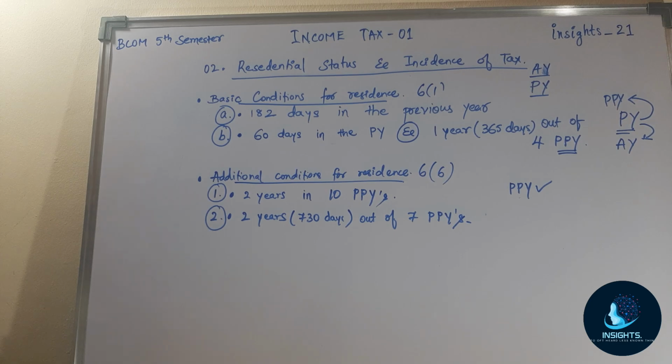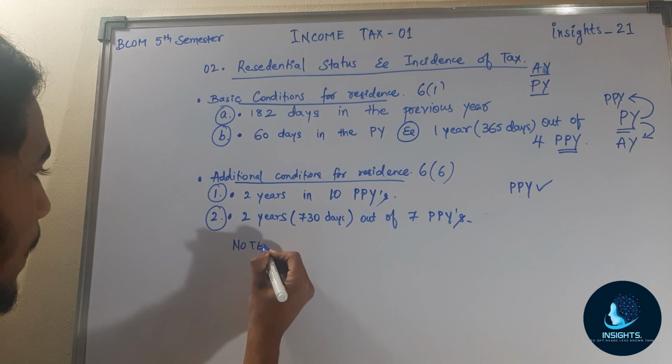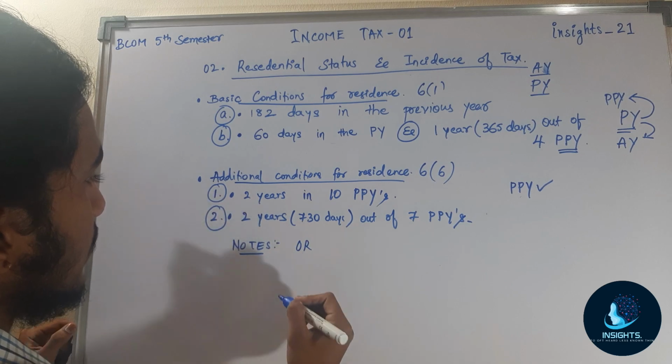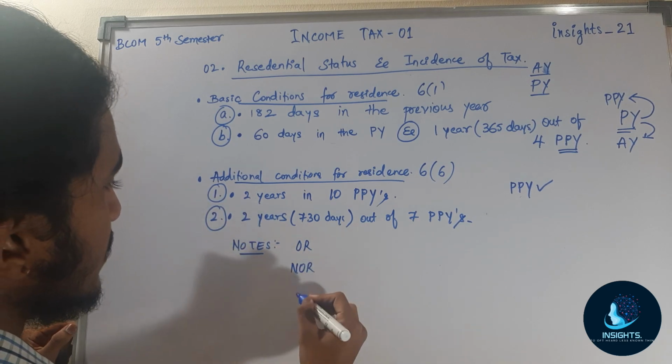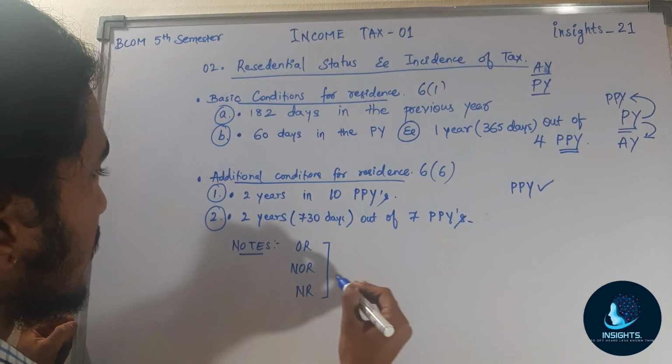After this, we have some important notes, three notes, when it comes to the residential status of a person. So let's discuss the notes. I hope you have written what I have put on the board. There are 3 important notes: ordinary resident, not ordinary resident and non-resident. It is very easy to memorize.